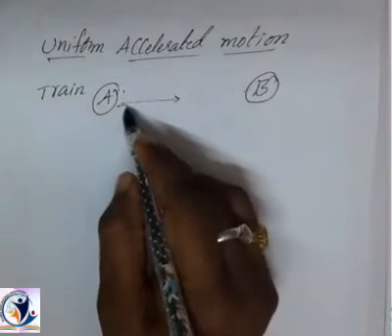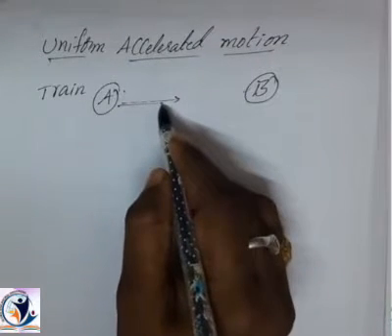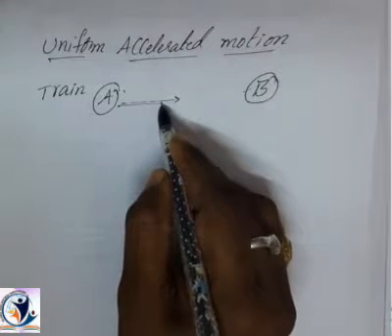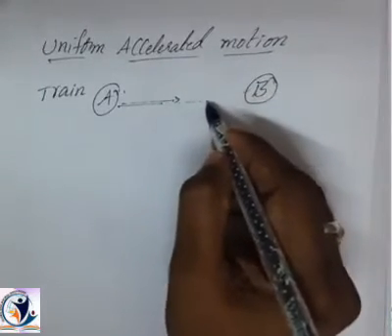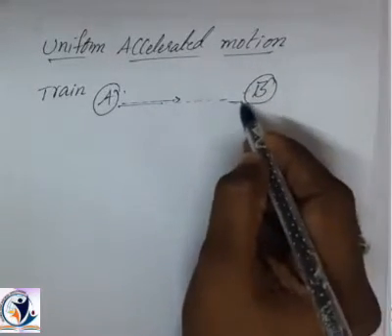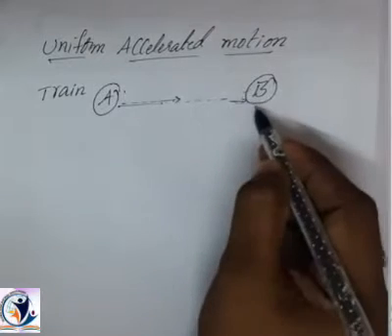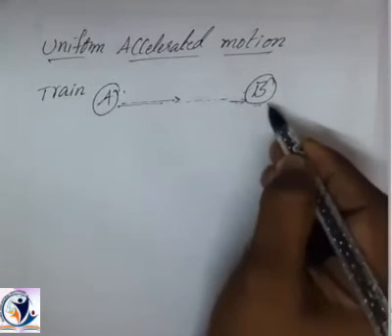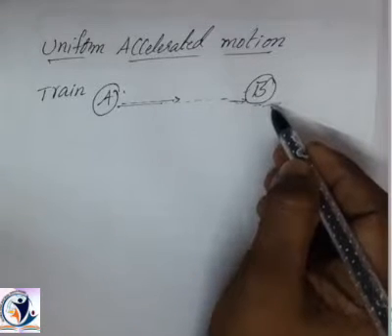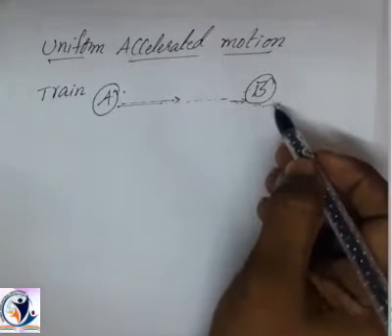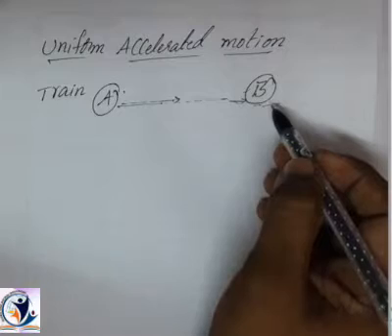While it started from rest at station A, it used to increase its velocity still more, continuously increasing its velocity. And while it is approaching station B, it has to come to rest at station B, right? Then it is going to decrease its velocity. That means it can't apply a sudden brake, so a sudden change in the velocity doesn't take place.